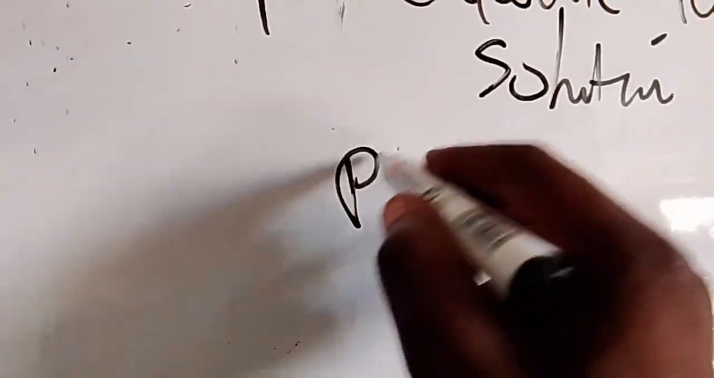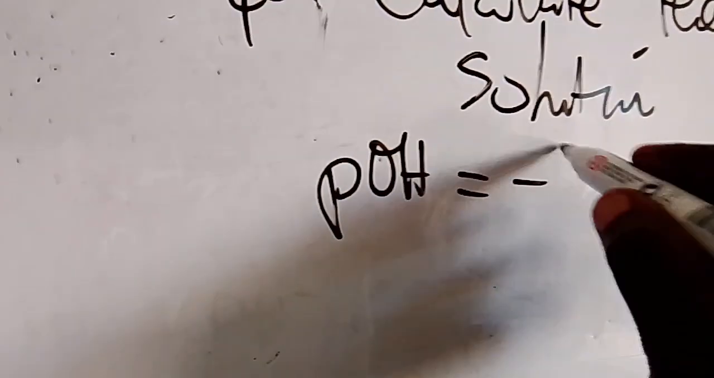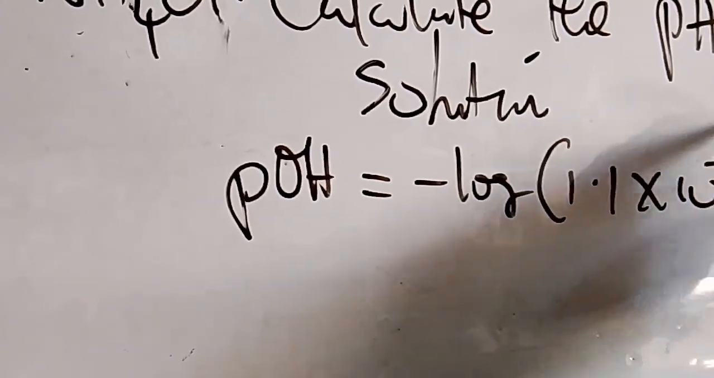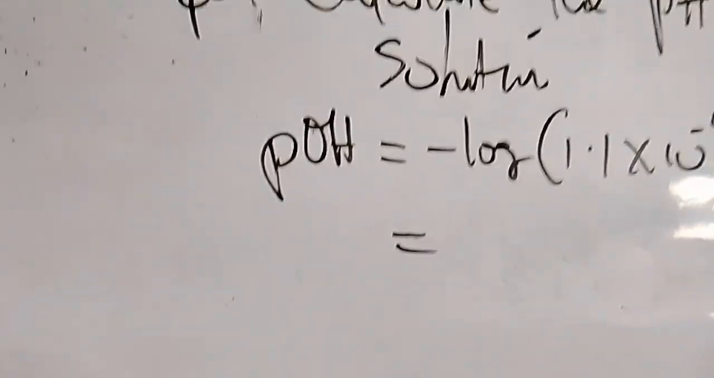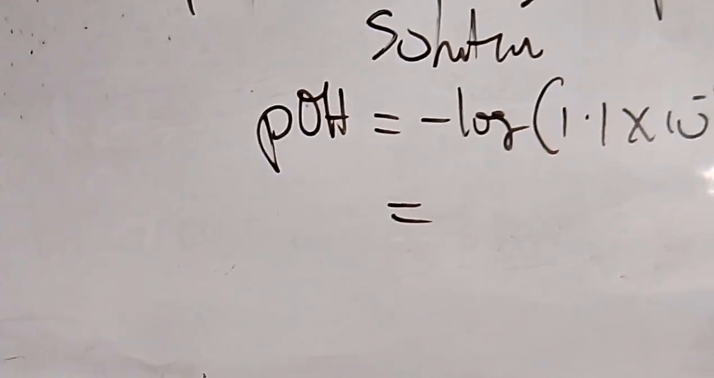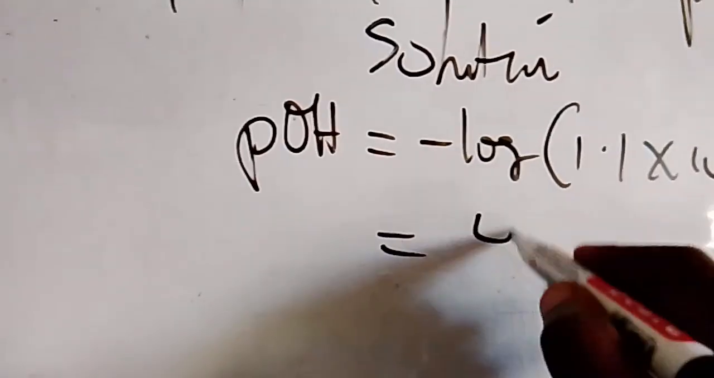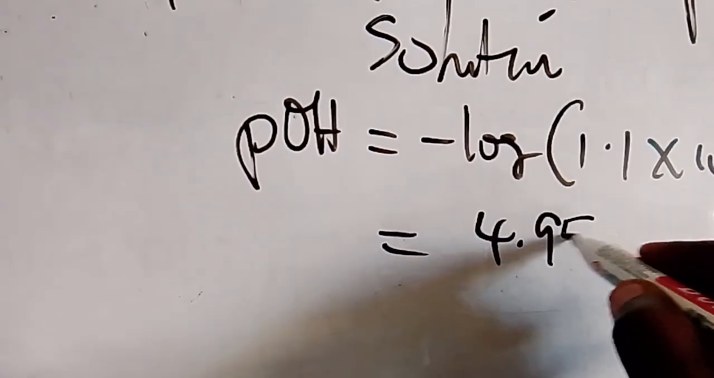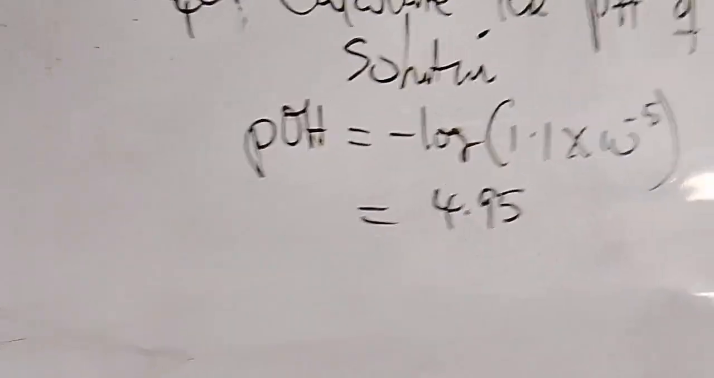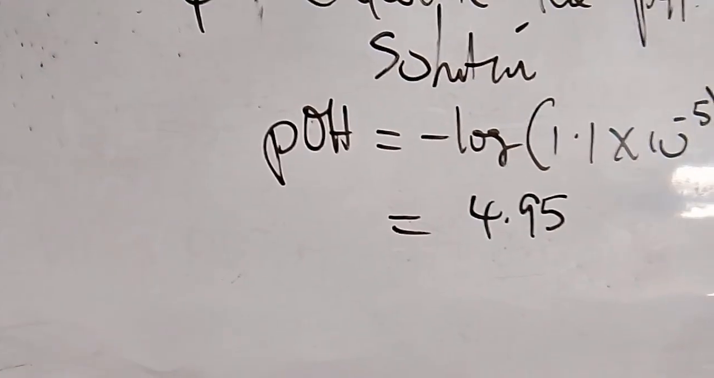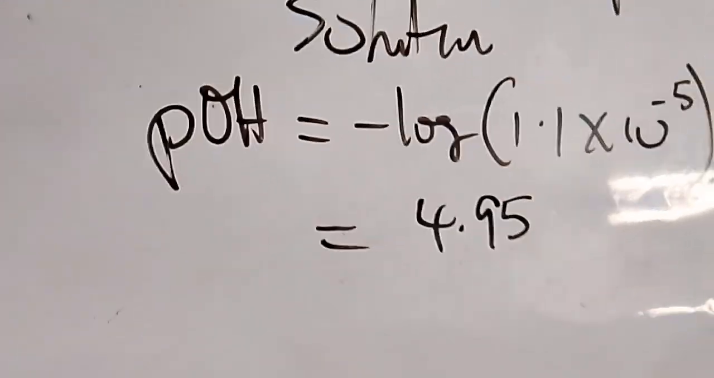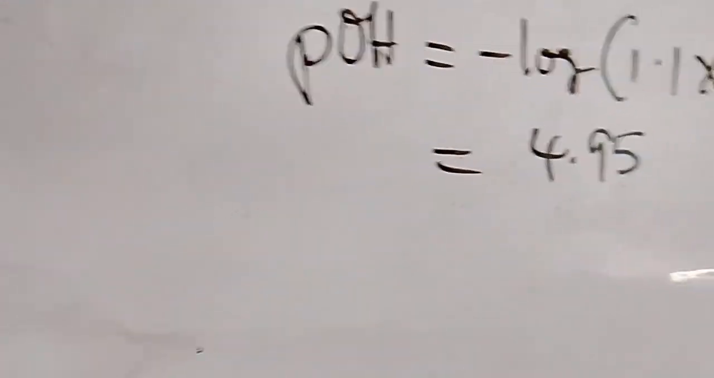So let's determine the pOH. pOH will equal negative log 1.1 times 10 to the power negative 5, which will now give us the pOH in this case as 4.95. This is the pOH.